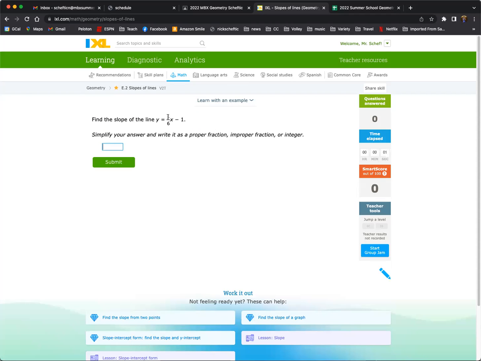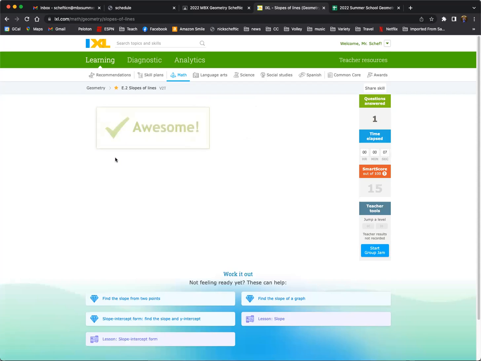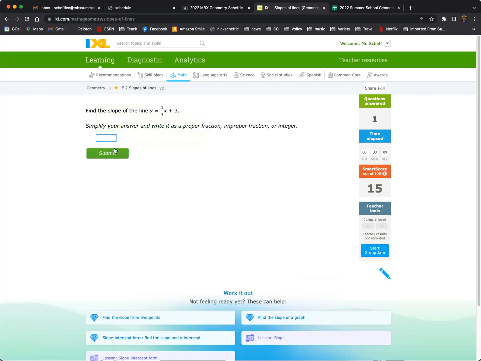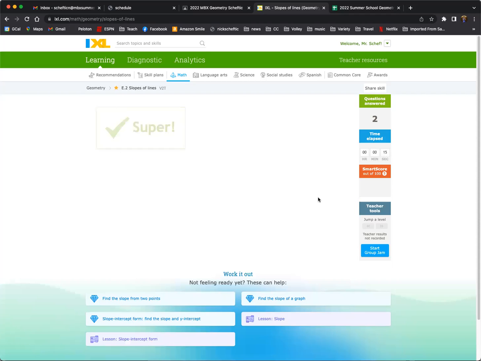Looking at this example, we locate the coefficient in front of the x. So our slope in this case is going to be 1/6. The slope of this one is the coefficient in front of the x right there. This is y equals mx plus b. So this is 1/3.